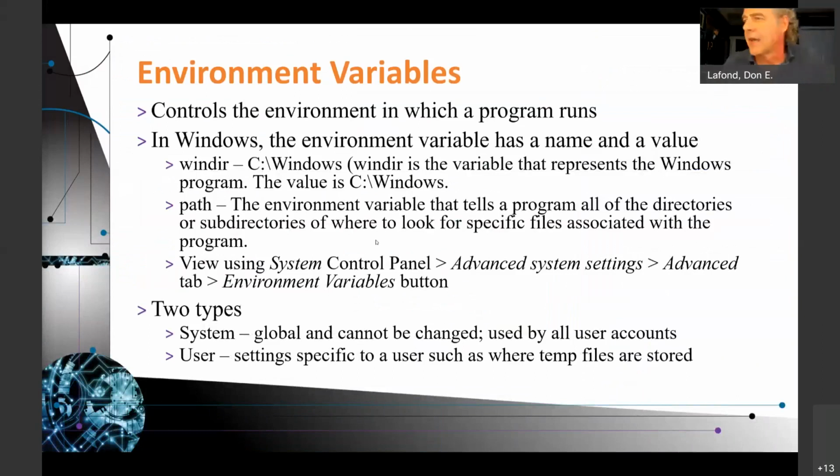There are two types of environmental variables. Those are system variables and user variables. System variables are global and cannot be changed. They're used by all of the user accounts.